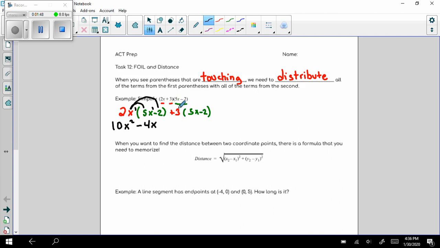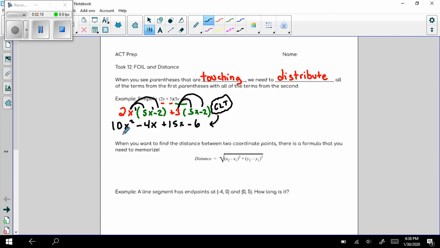Next, we're going to distribute the 3 to the second set of parentheses by multiplying. 3 times 5x gives us a positive 15x, and 3 times negative 2 gives us a negative 6. When we get to this step, we're going to combine like terms, and I'm actually going to write down CLT, as you learned in the last task. That's often an abbreviation you may see to remind you to combine like terms in this row.